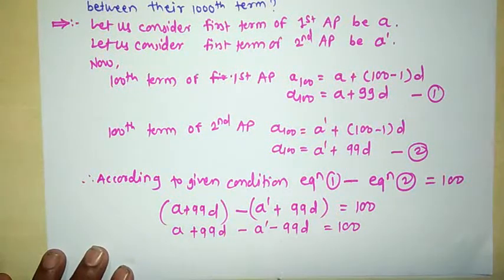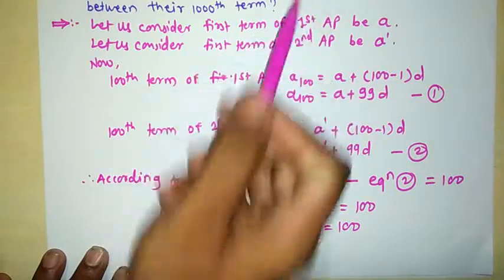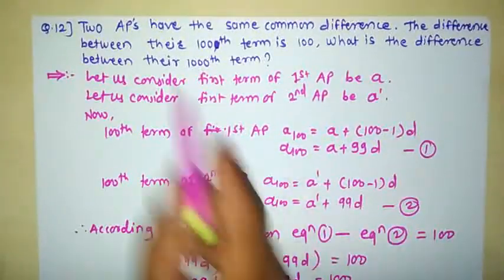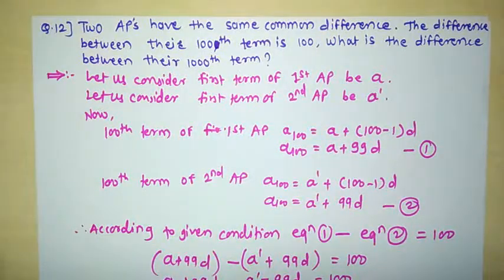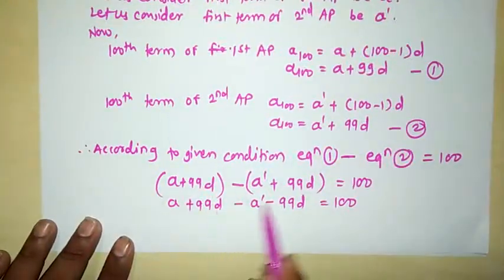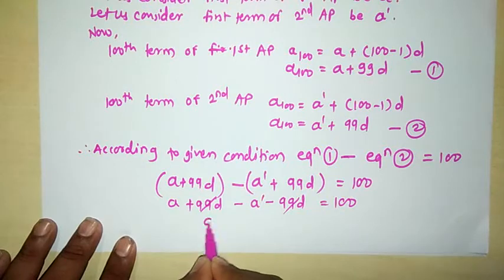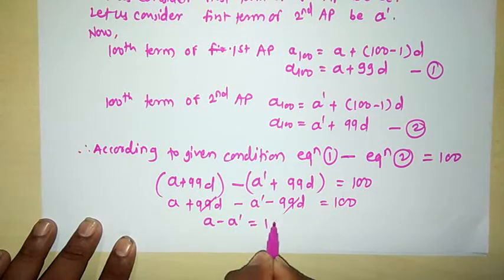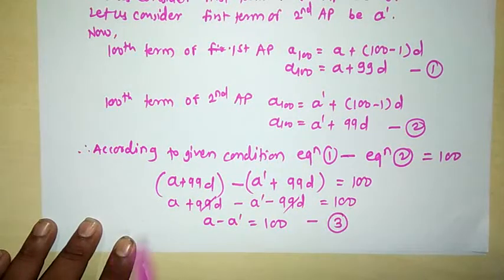99d and this minus 99d both get cancelled because the common difference is the same. See here, two APs have the same common difference. It is given in the question. Therefore this 99d and this 99d get cancelled. Therefore what will remain here? A minus a dash, which is equal to 100. Now we got this, mark this as equation number 3.